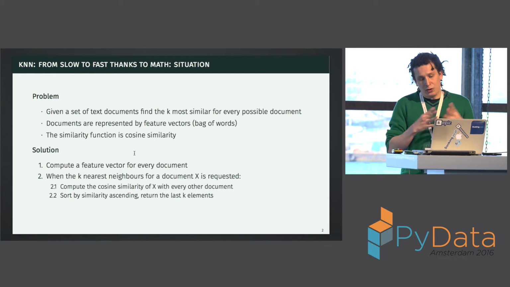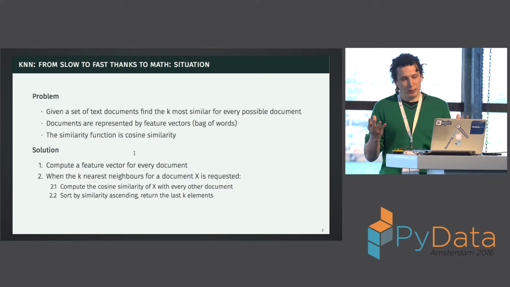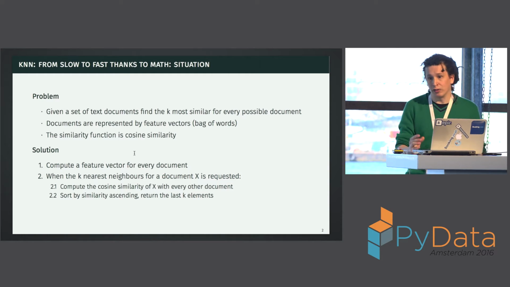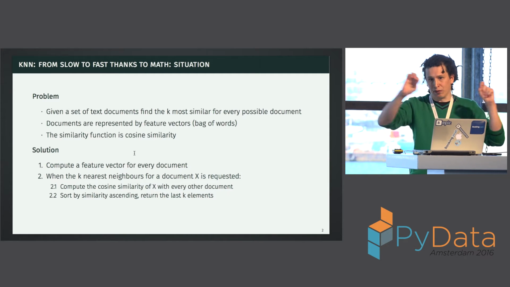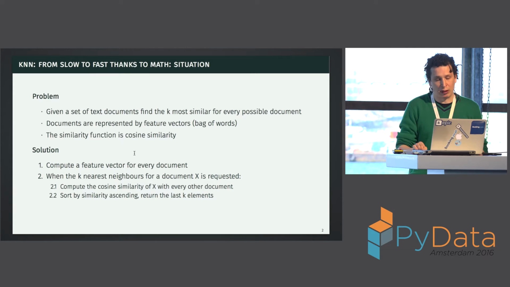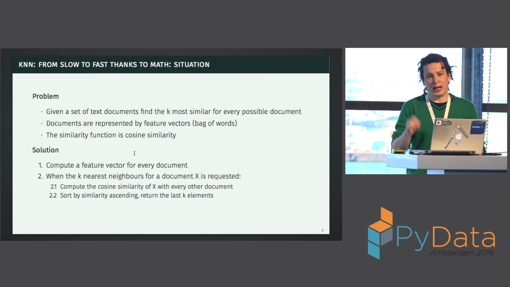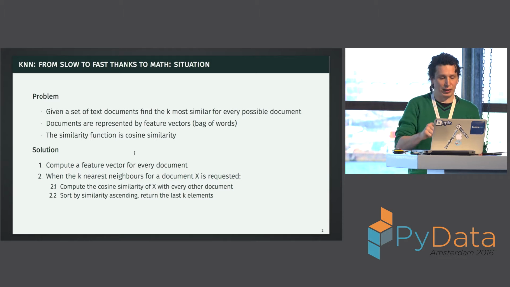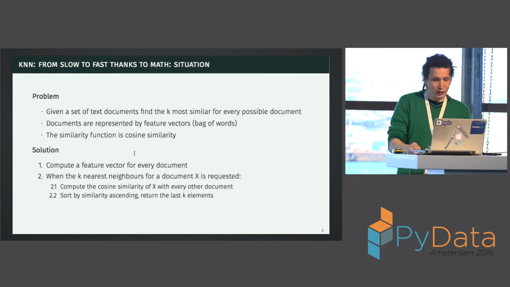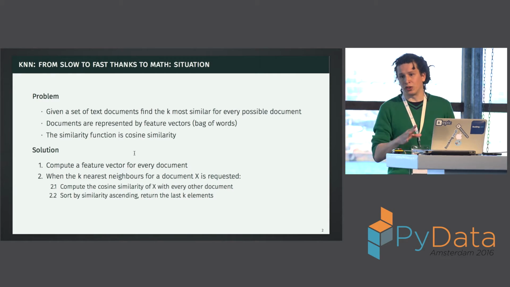So usually the way you solve this problem is you somehow come up with the feature vector for every document. And this feature vector is usually built using the bag-of-words model. So for every document, you will have a feature vector, the length of the vocabulary of your data set. And every component in the vector will be the count of the words in that particular document. And this trick will only work if you want to use cosine similarity.